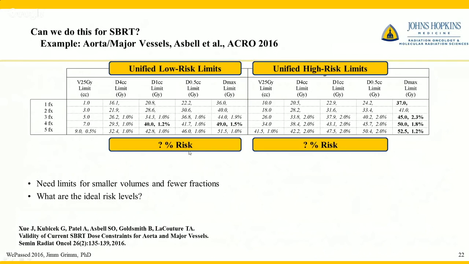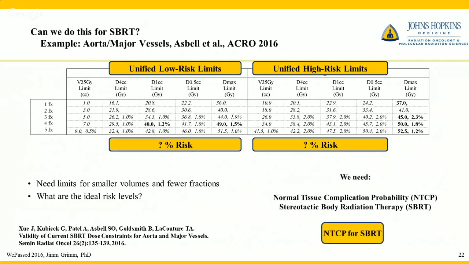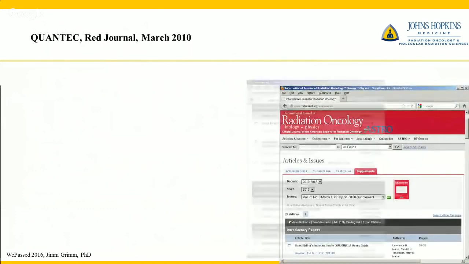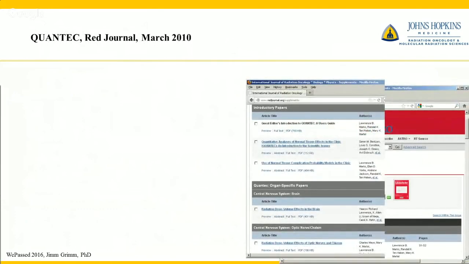It's convenient to have 5 and 50% risk for everything, but for something like aorta, we don't really want to know what the 50% risk level is. We want to have it much lower. So to estimate the risk level, we need normal tissue complication probability for stereotactic body radiation therapy. And I'll show you all kinds of examples of that.